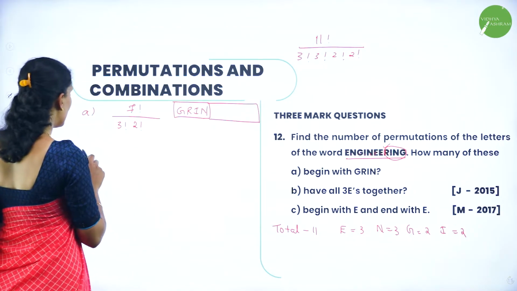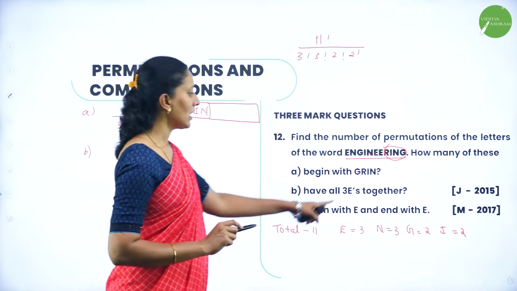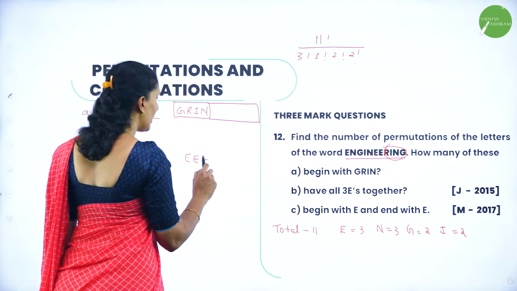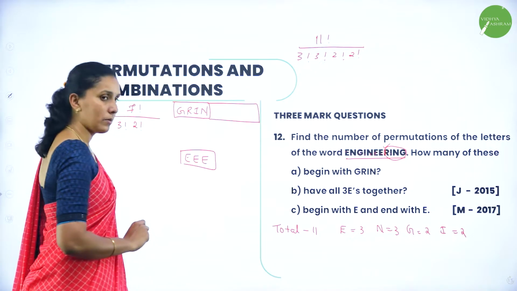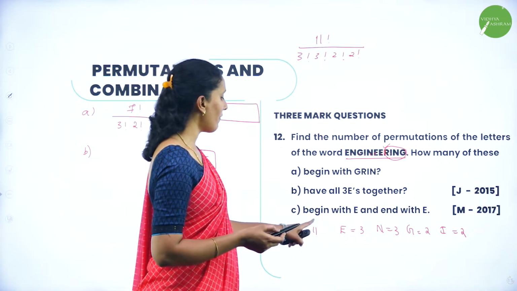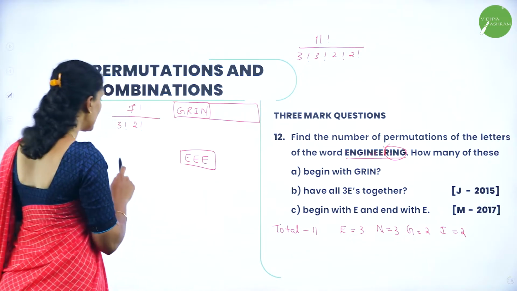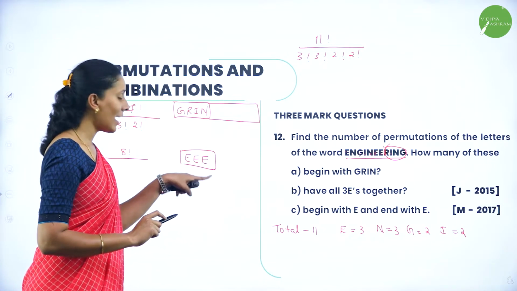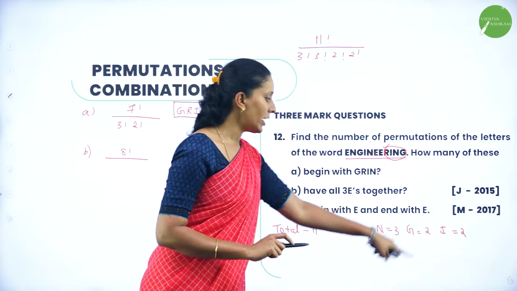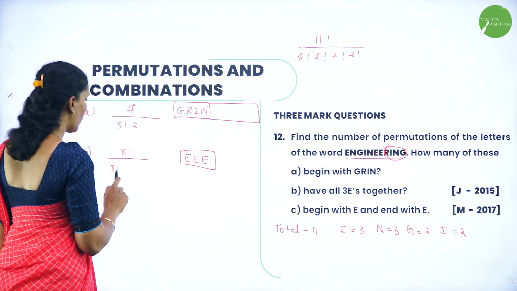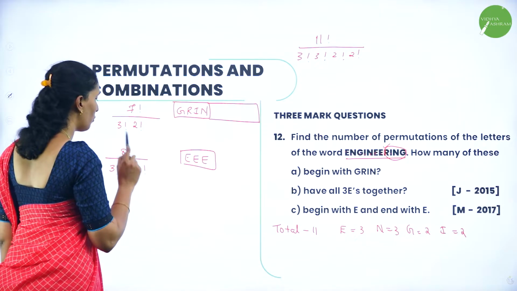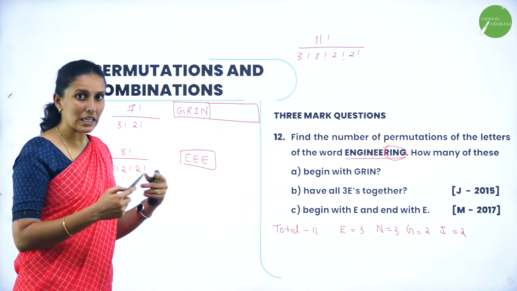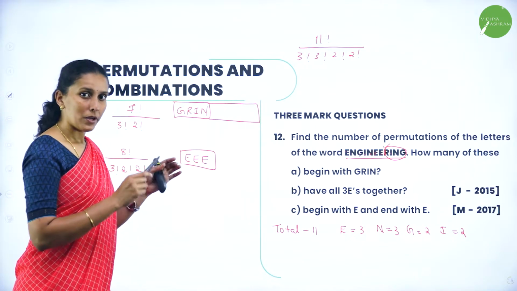Next, the second case says that all the 3 E's come together. So that means they are tied as one unit. If I tie all the 3 letters E as one unit, how many letters are remaining now? So 11 minus 3, we have 8 letters, and out of 8 letters, we have letters which are repeating other than E. What are those? N, G and I. So let us divide the total factorial by 3 factorial, 2 factorial, 2 factorial. And observe the letter E inside the unit. If you change the position of any E here, the order doesn't matter because it's E only.